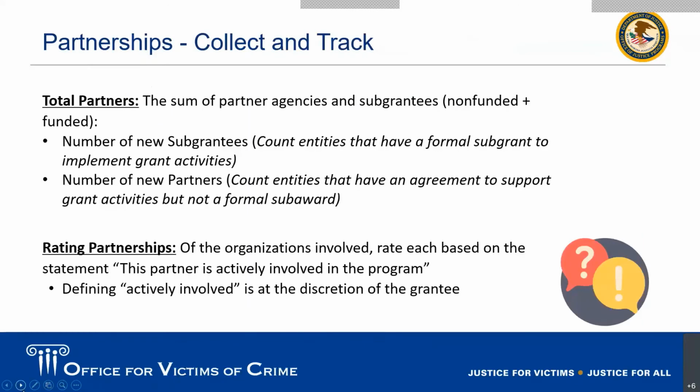So I want to take a moment here to talk about some of the measures because there are subtle differences. First, you're going to see total partners in the second bullet here on the slide, which is the sum of partner agencies and sub-grantees. So that's kind of like your funded, as in those that you're giving a portion of your grant funds to, plus you're not funded. That is a really, really key difference to know, because the first bullet is usually going to be a smaller number.